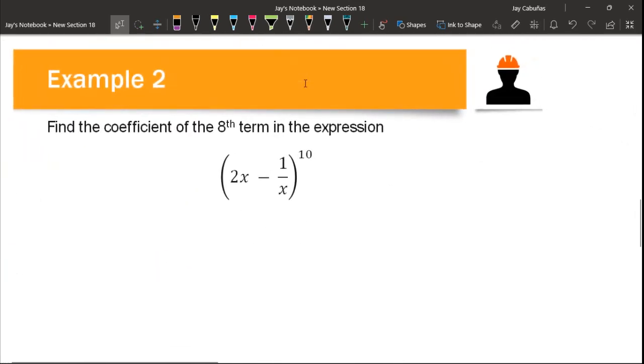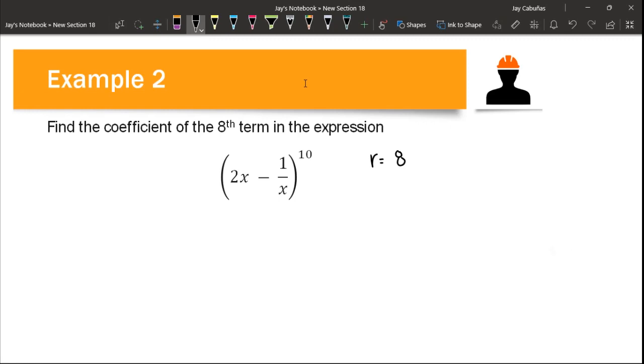We have this example number 2. We are asked to determine the coefficient of the 8th term in the expression. So again, we are only asked to determine the 8th term coefficient. When we say coefficient, that would not involve any variable. Okay, so since we are asked for the eighth term, our r here is 8.